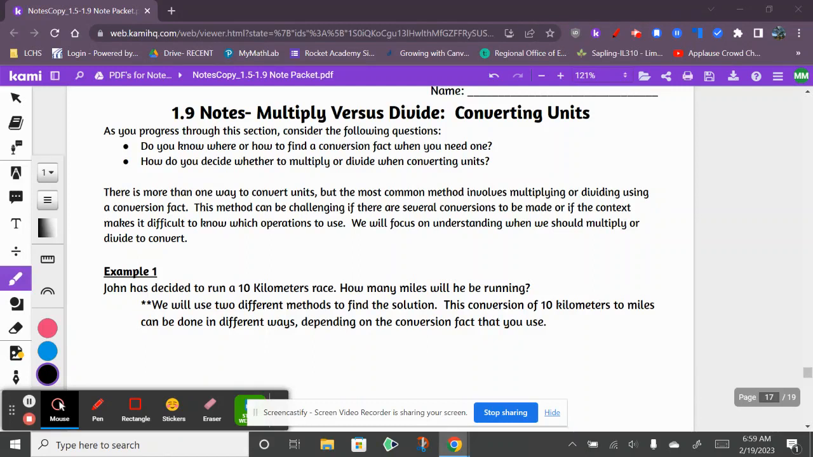In these notes, you guys are going to be looking at converting units. There's more than one way to convert units, but the most common method involves multiplying or dividing using a conversion fact. This method can be challenging if there are several conversions to be made or if the context makes it difficult to know which operation to use. We will focus on understanding when we should multiply or divide to convert.